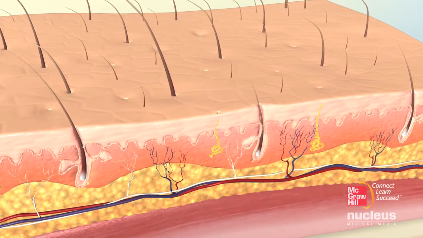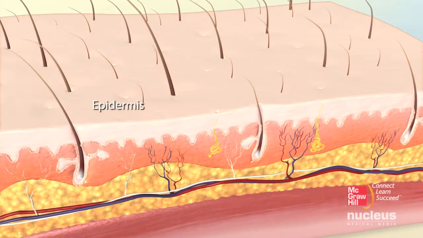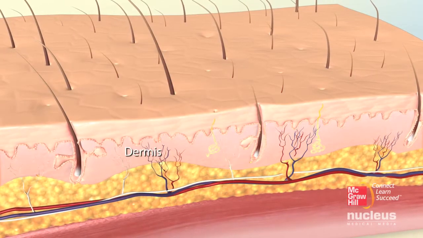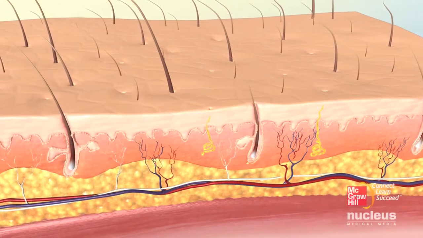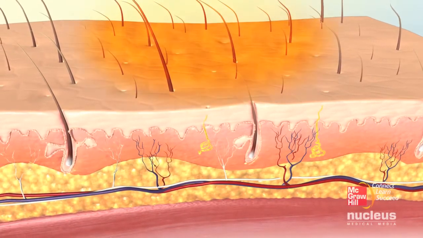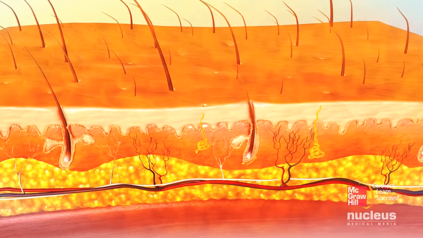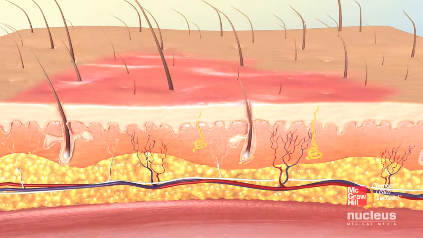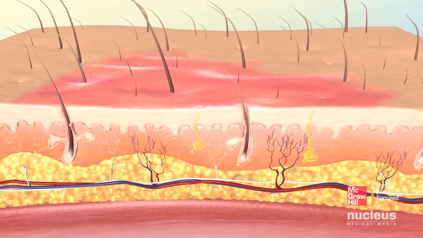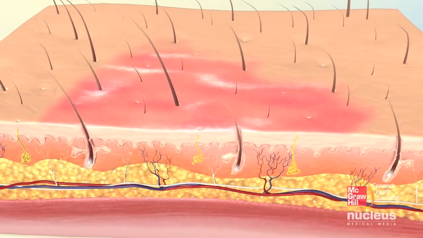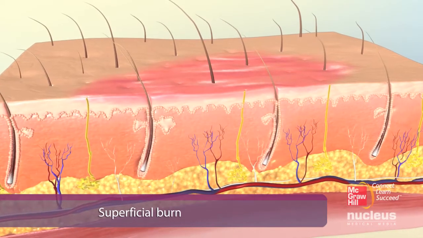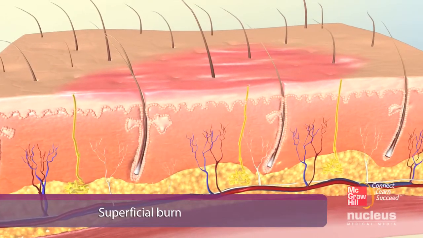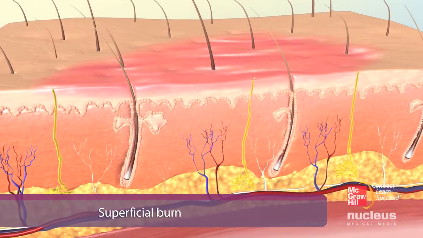The skin contains three main layers: the epidermis, dermis, and hypodermis, or subcutaneous. Burns are tissue injuries caused by heat, chemicals, electricity, radiation, extreme cold, or friction that disrupt the skin's framework and function. Superficial burns affect the epidermis only, causing erythema or redness and pain.